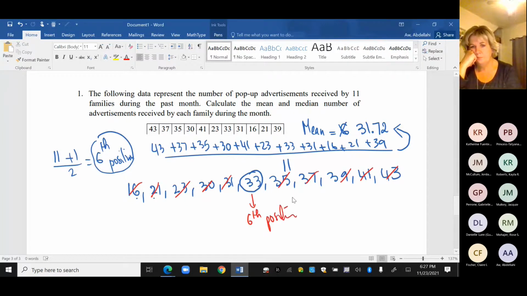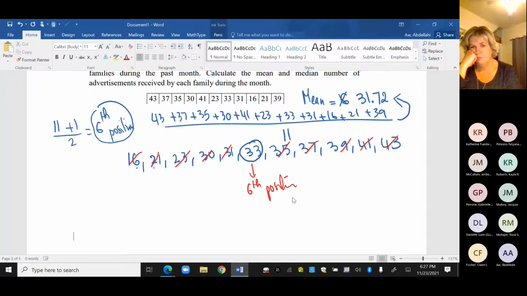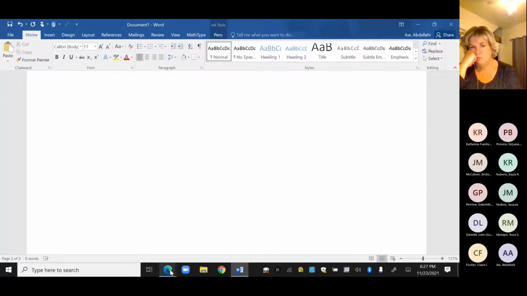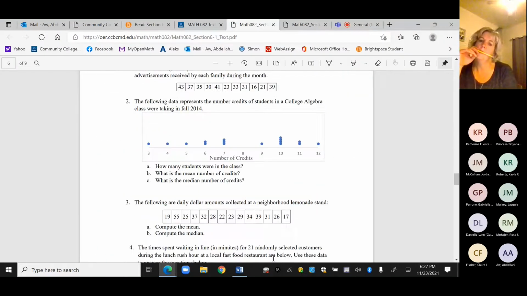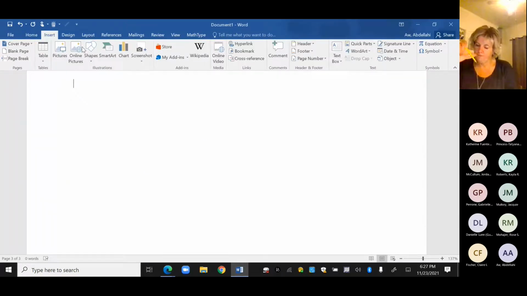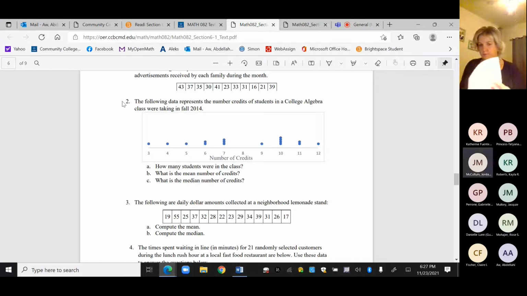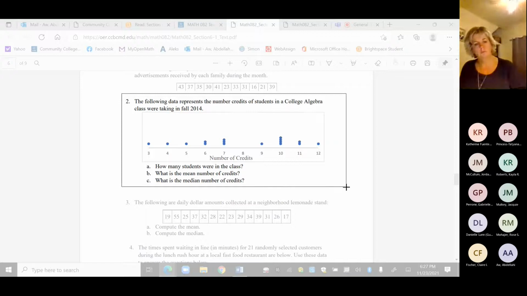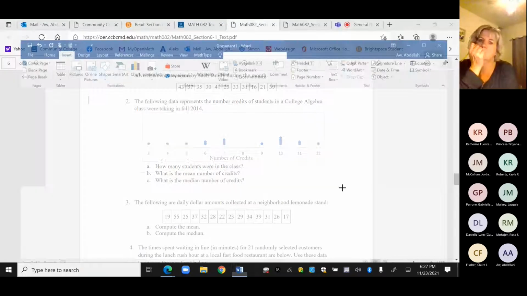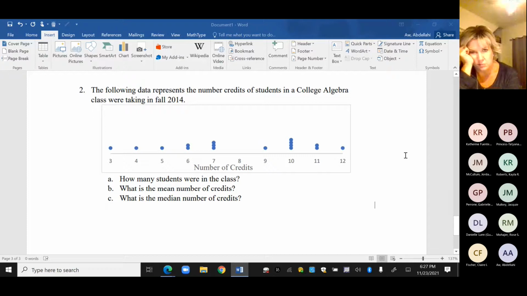All right. Imagine you have this type of question in a test. So we have this one now, which is a data plot, right here. And we ask you how many students were in the class, what is the mean number of credits, and what is the median number of credits. Same thing, I'll give you a few minutes to answer these 3 questions.